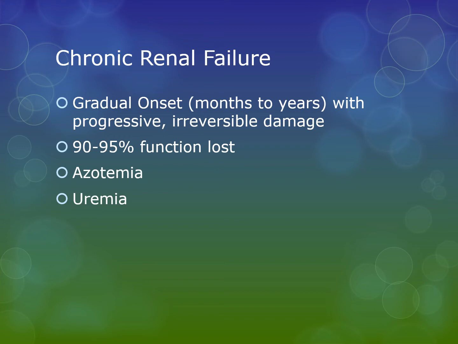When the patient hits the point at which they have 90 to 95% loss of function, that's when we give them the diagnosis of chronic renal failure. And of course, at that point, azotemia is going to be a permanent fixture. I said before, it's the last function gained. At this point, the kidney is never going to resume all of its proper functioning. So azotemia is going to be a constant companion.